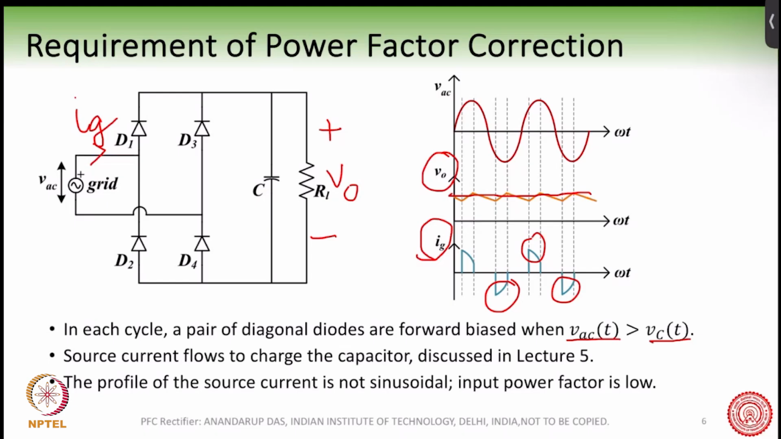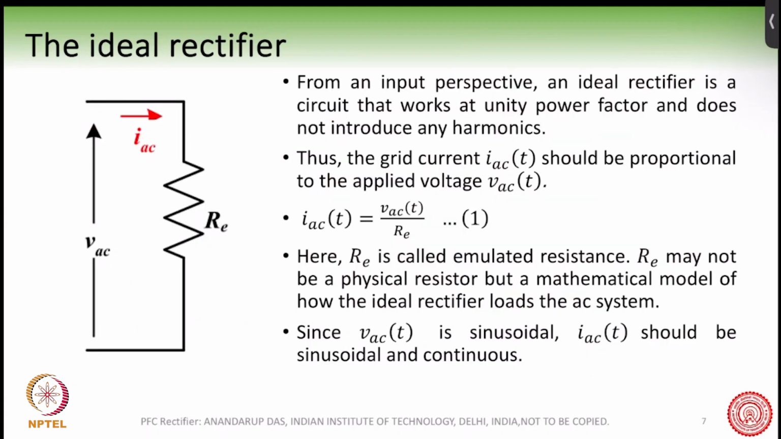Okay, and we have discussed this in lecture 5, and the profile of the source current is not at all sinusoidal, and this is where it will not follow. So the grid standards are violated. If you look into the IG current, this current here violates the grid standards, so you cannot sell this in the market. Okay. So what do we do?